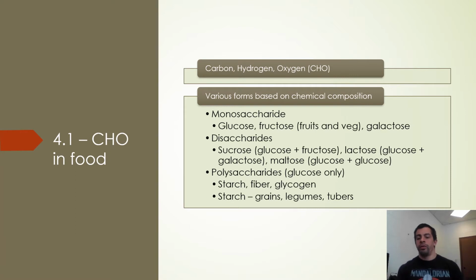So at the very basic level, carbohydrate, what is it? It's a compound composed of carbon, hydrogen, and oxygen. That's why you'll see the abbreviation CHO, carbon, hydrogen, oxygen, and I use that pretty much all the time these days. Carbohydrates exist in various forms based on their chemical composition.